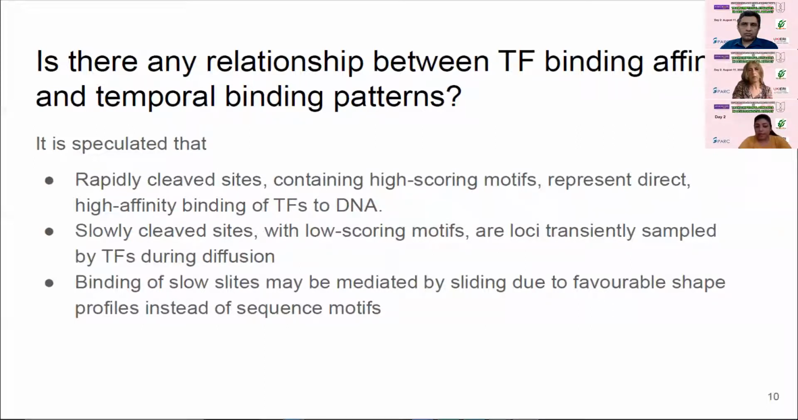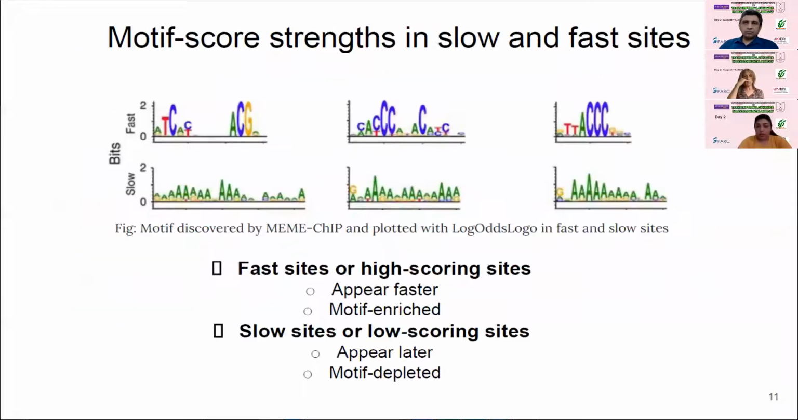So the binding of these slow sites may be mediated by sliding due to favorable shape profiles instead of sequence motifs. So yes, I'm going to talk about the fast and slow sites now. So what are these fast and slow sites?